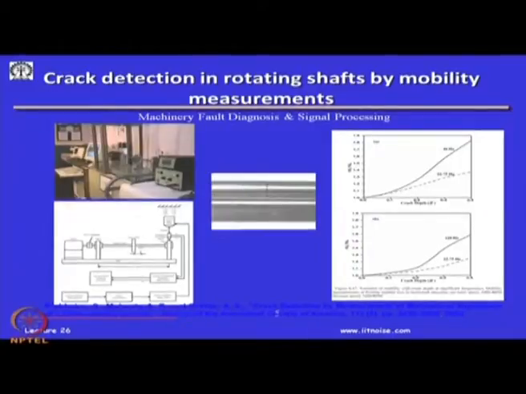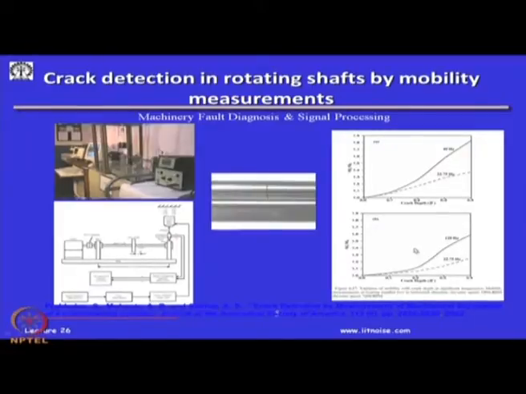This is an experiment which we did in the laboratory. And this is a shaft, about a 12 mm shaft, where we cut a sawtooth crack onto the shaft by using a hacksaw. Because of this, we rotated it at a particular speed, and then we tried to see what is the change in the mobility.